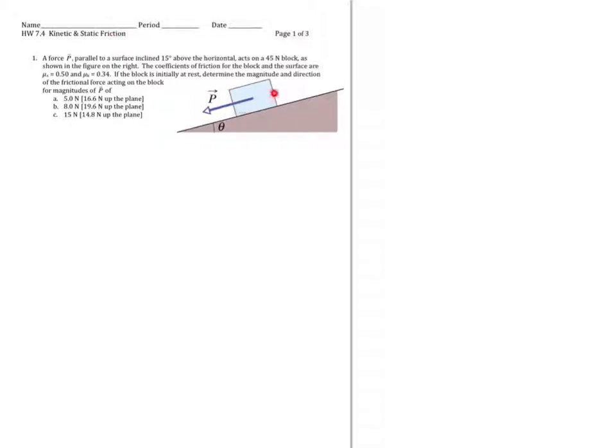We have a box on a ramp, and it's got a certain weight, 45 newtons. So we can say that the weight force, mg, should be straight down right there, equals 45 newtons. You should also be able to divide that by 9.81 and get the actual mass, even though I don't think you'll need that right off the bat.